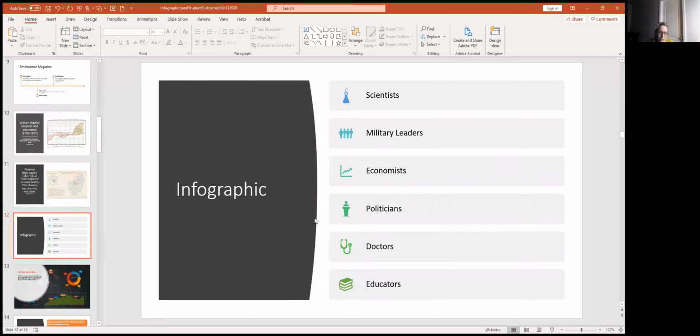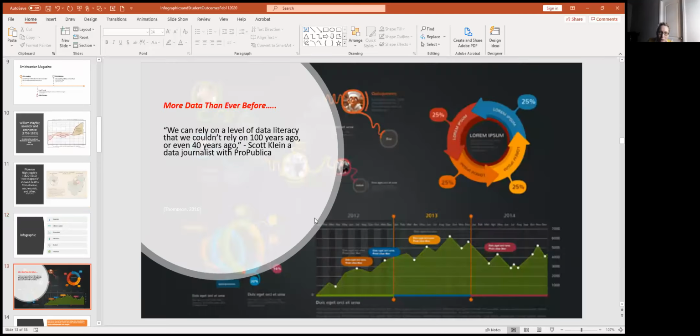So infographics, we know from the literature, number one, have a place in the transfer of information, and we can see that going back up to 8,000 years. People are realizing we need to combine pictures and text so we can give lots of information quickly. Scientists, military leaders, economists, politicians, doctors, and educators are all using infographics to share information.